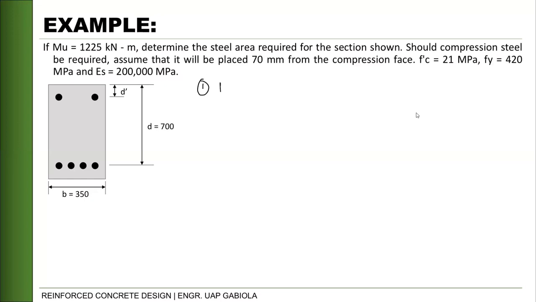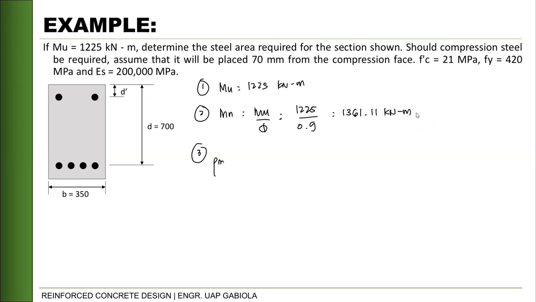Same steps again. Step 1, MU, is already given: 1225 kilonewton meter. Step 2 is MN, which is MU over phi. So 1225 divided by 0.9 gives 1361.11 kilonewton meter.